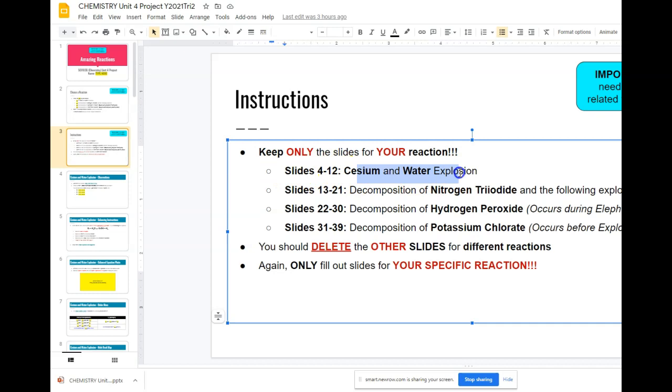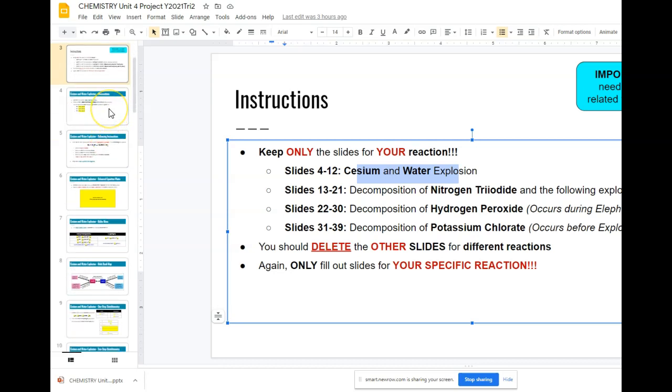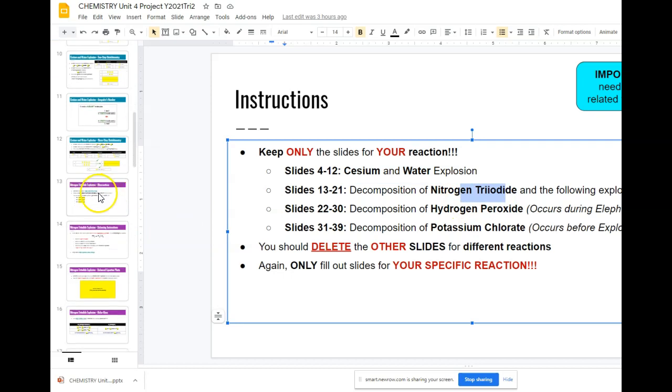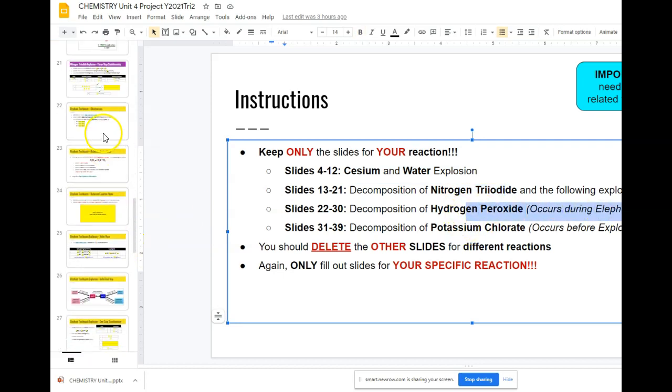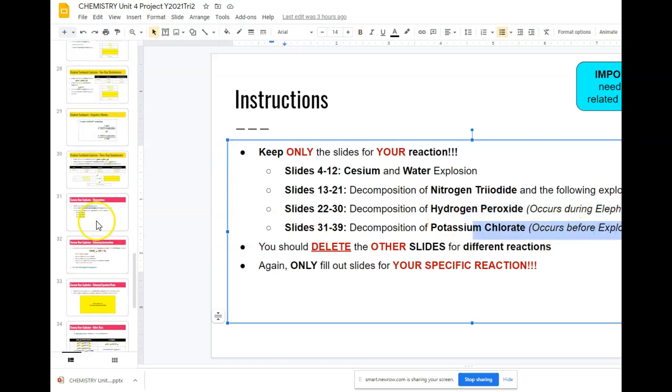So if you choose cesium and water, only keep slides 4 through 12, delete the rest of them. That means only keep the blue slides. Nitrogen triiodide, you only need the purple slides. Hydrogen peroxide elephant toothpaste, you only need the yellow slides. And potassium chlorate, which is the gummy bear, you only need the pink slides. Delete all of the other slides for the different reactions.